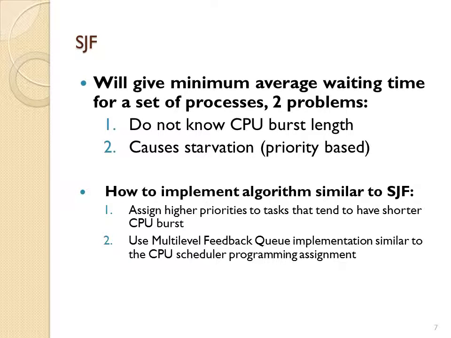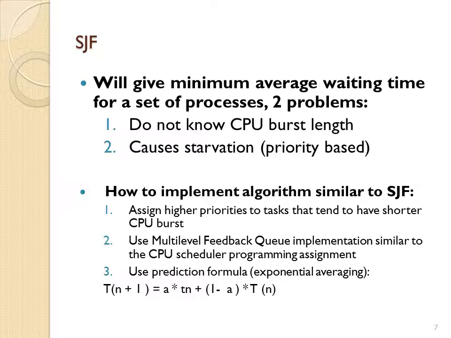Those tasks that tend to have shorter CPU bursts would have a higher priority. You could use a multi-level feedback queue implementation, which you don't know what that is yet, but we will be doing that on your CPU scheduler programming assignment, so I will explain that when we get to it. Or you could use what is called the prediction formula, which uses exponential averaging of the previous bursts to predict the future. So let's go over the prediction formula.